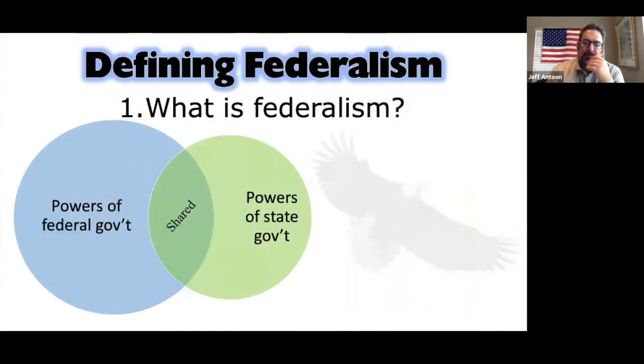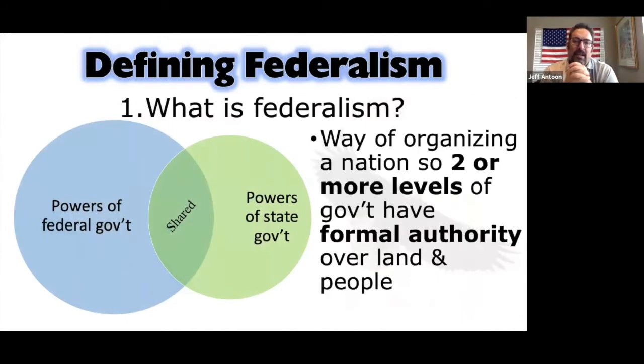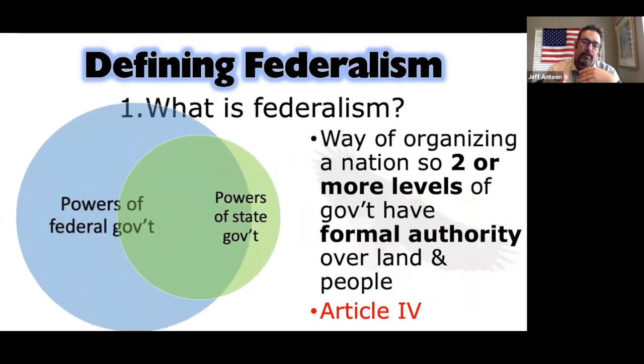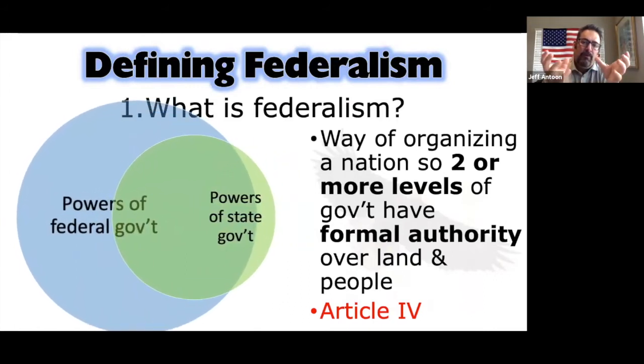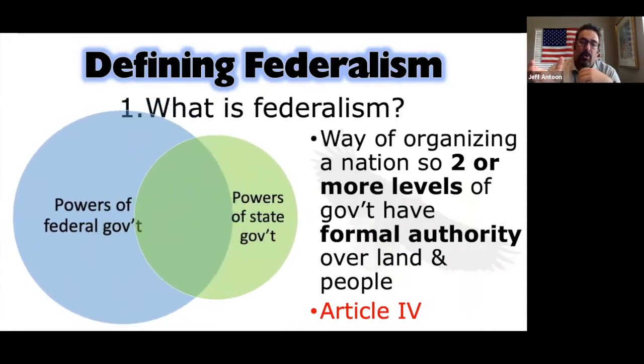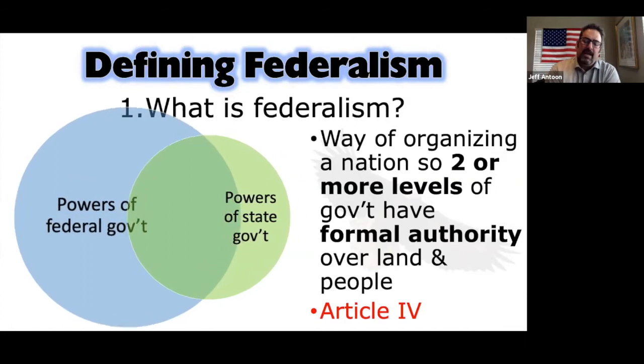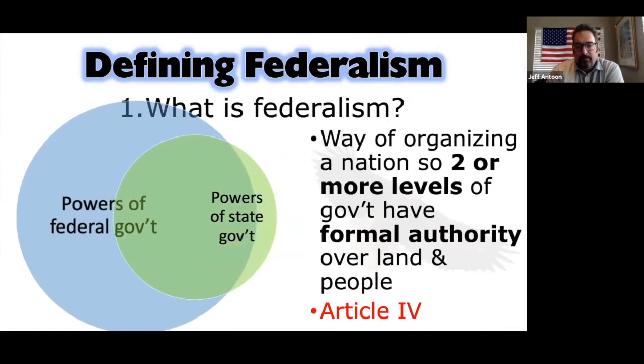But what is federalism, guys? It's defined as a way of organizing a nation, where two or more levels of government have formal authority over the land. I put a Venn diagram with the federal or national government, the state governments, and what they share. This is all outlined in Article 4 of the Constitution, but it's an ebb and flow. Sometimes the federal government becomes more powerful, and sometimes it goes back and the states gain a little more power. That's what we're going to talk about with the different types of federalism.